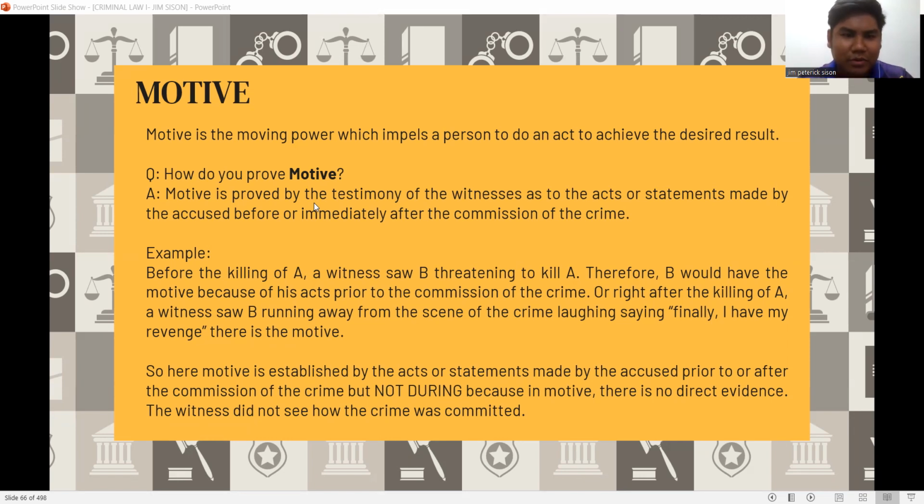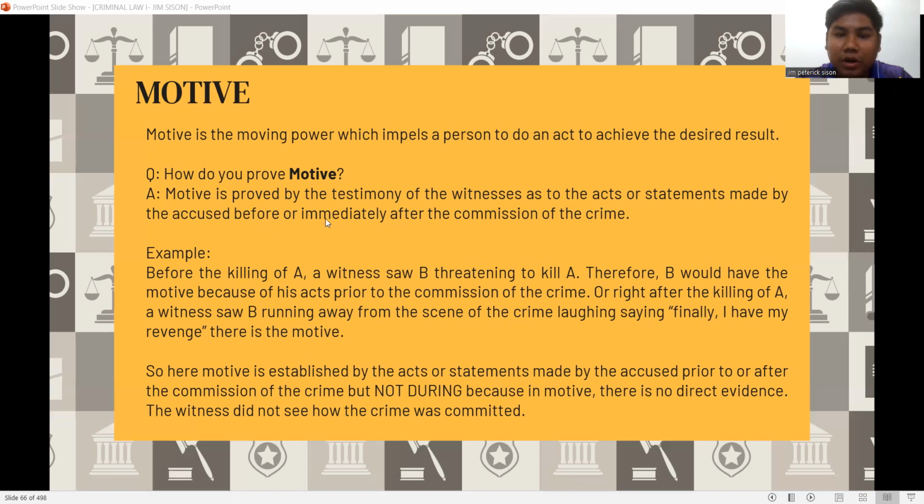And how do you prove motive? By the testimony of witnesses as to the acts or statements made by the accused before or immediately after the commission of the crime. For example, before the killing, a witness saw B threatening to kill A. Therefore, B would have the motive because of his acts prior to the commission of the crime.